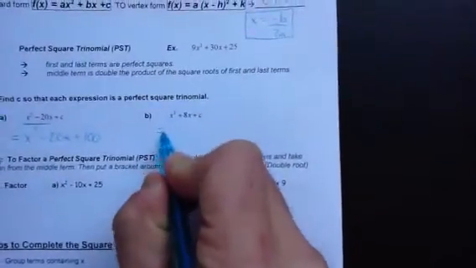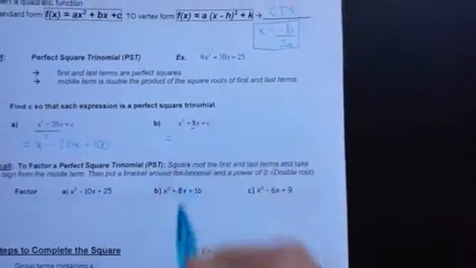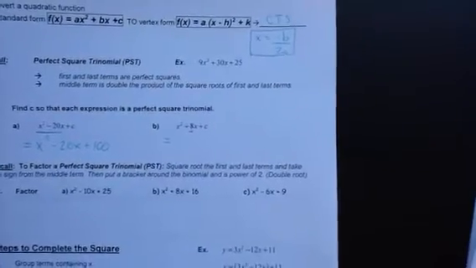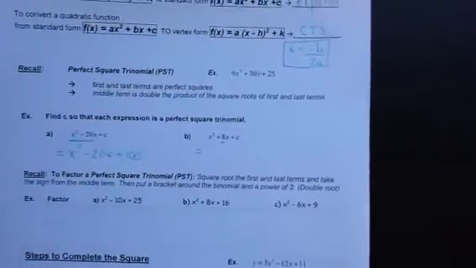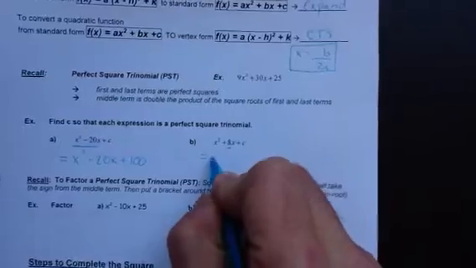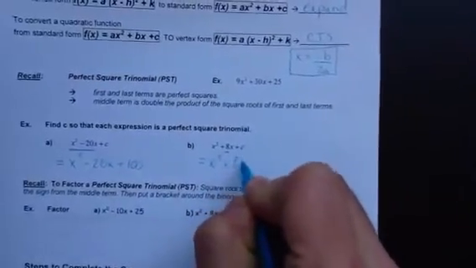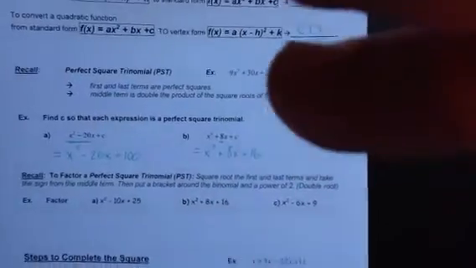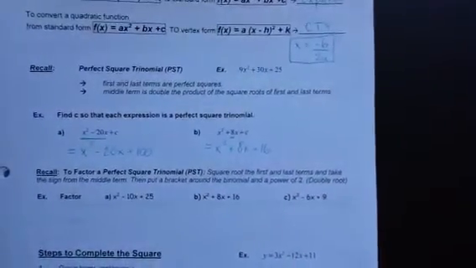Same here. Again, to make a perfect square trinomial, you have to look at half of that middle number and then square it. So half of 8 is 4, and 4 squared is 16. So in order to make that a perfect square trinomial, your C value has to be 16.